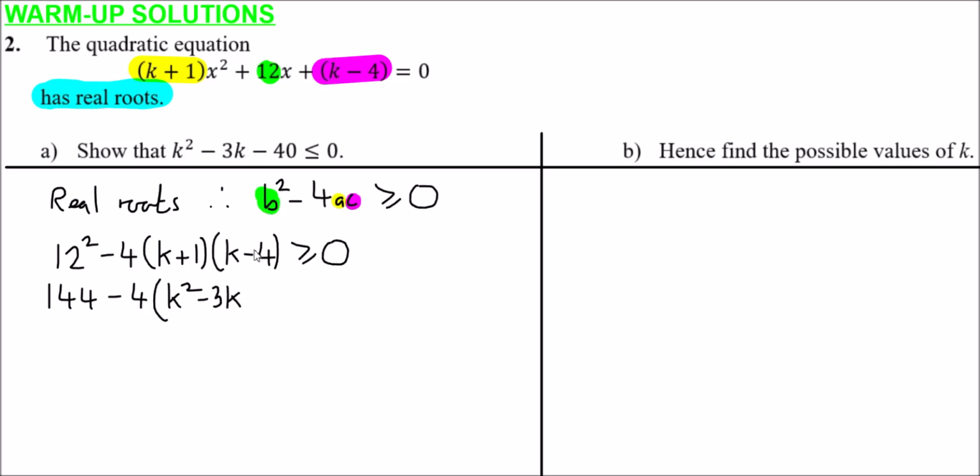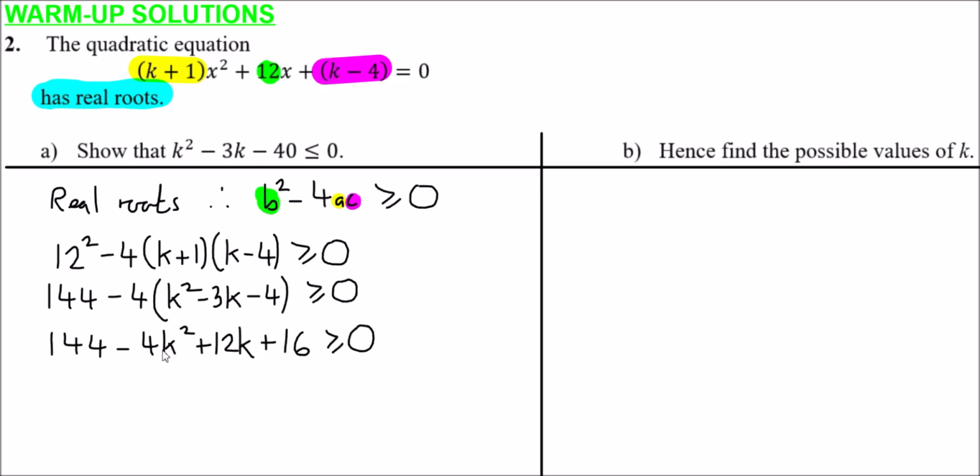Then 1 multiplied by minus 4 is minus 4. And that needs to be greater than or equal to 0. If we now expand all this out, we get 144 minus 4k squared. Minus 4 multiplied by minus 3k is positive 12k. Minus 4 multiplied by minus 4 gives us positive 16. And that's at least 0.